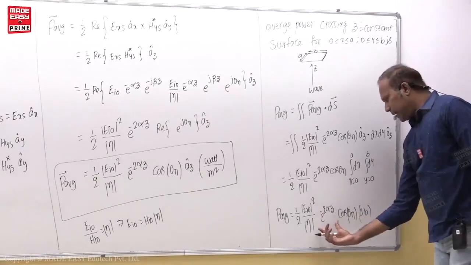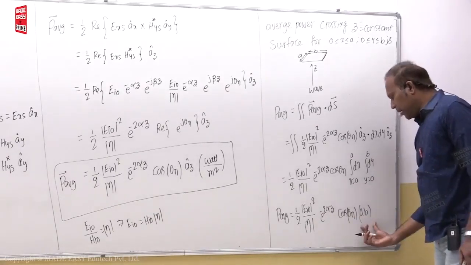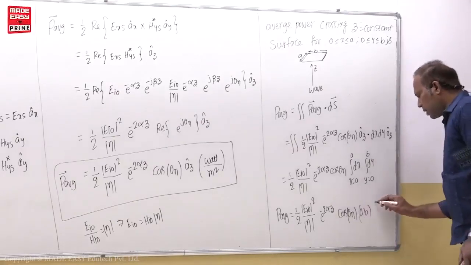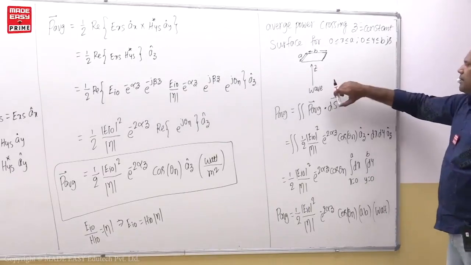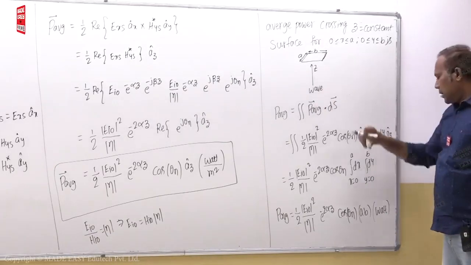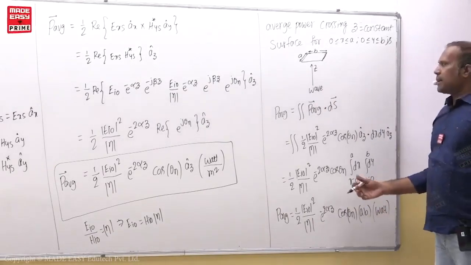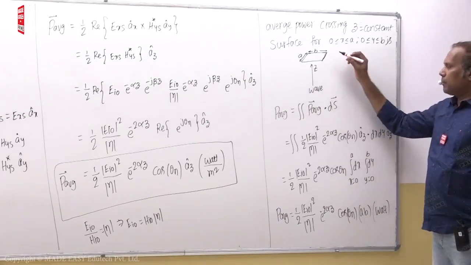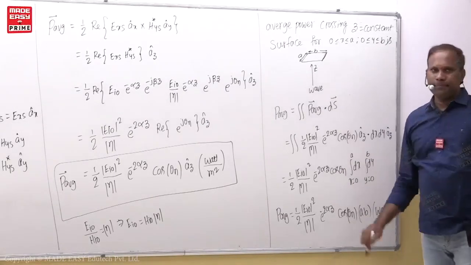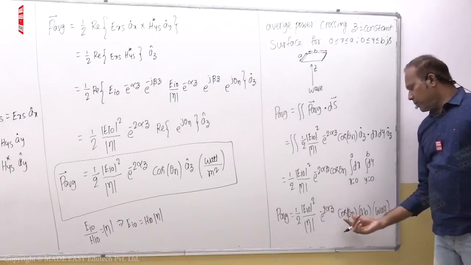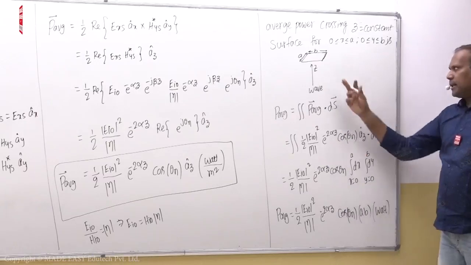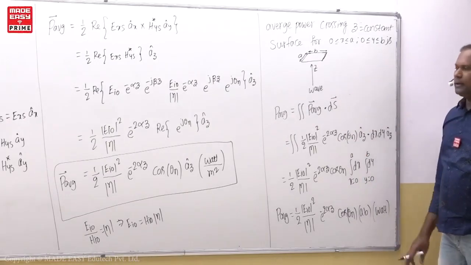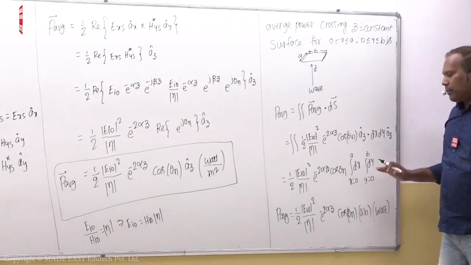Simply, average Poynting vector magnitude multiplied with area gives average power. So this is what that means. If an EM wave is traveling in z direction, this much power crosses the area. Okay, magnitude of average Poynting vector multiplied with area gives total power crossing that area. This is the calculation of the power.